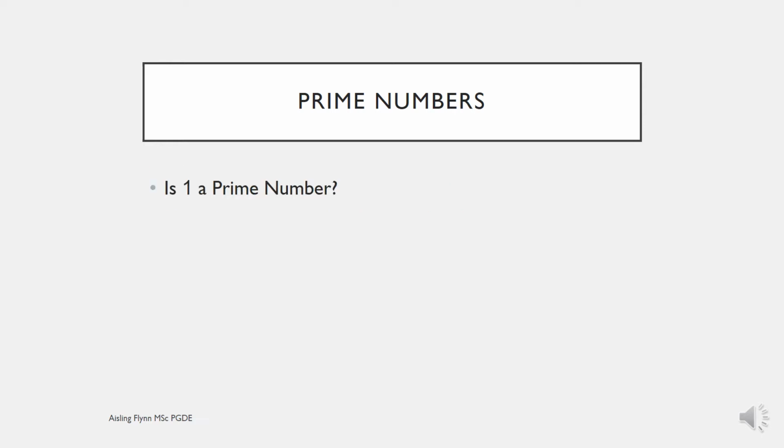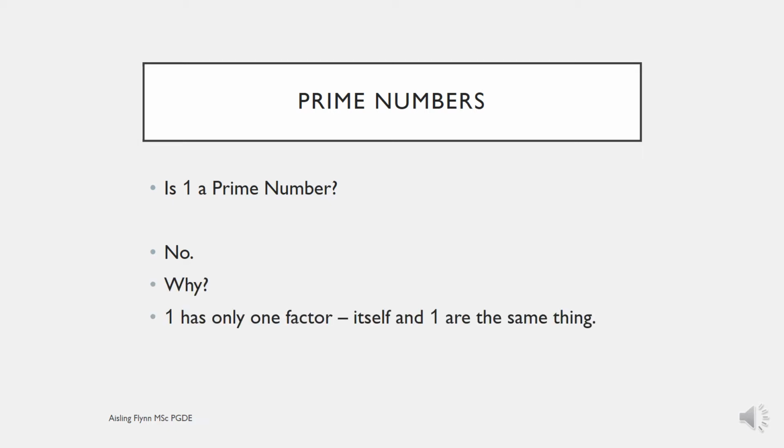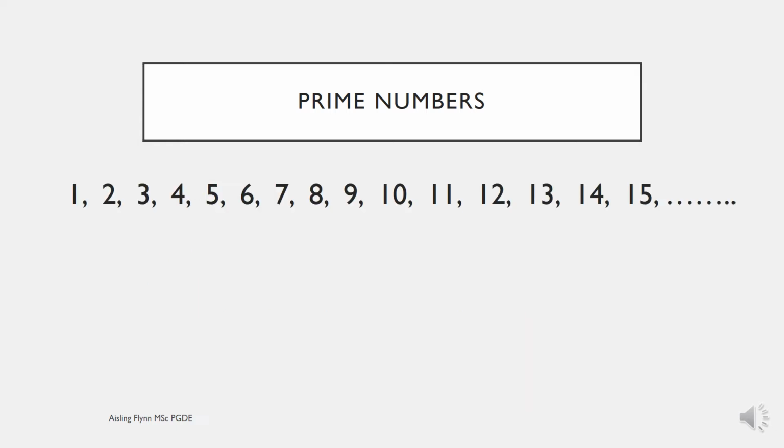Is 1 a prime number? The answer is no. The definition said that the prime number had two factors. But 1 only has one factor. Itself and 1 are the same thing. 1 times 1 equals 1. So 1 is not a prime number.